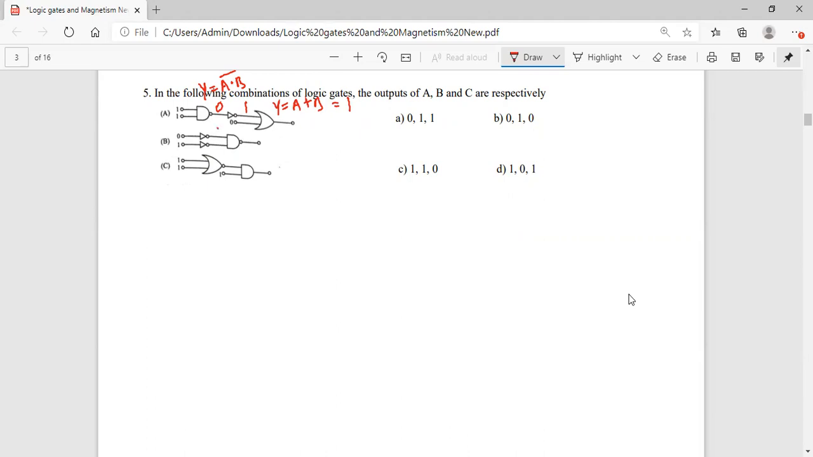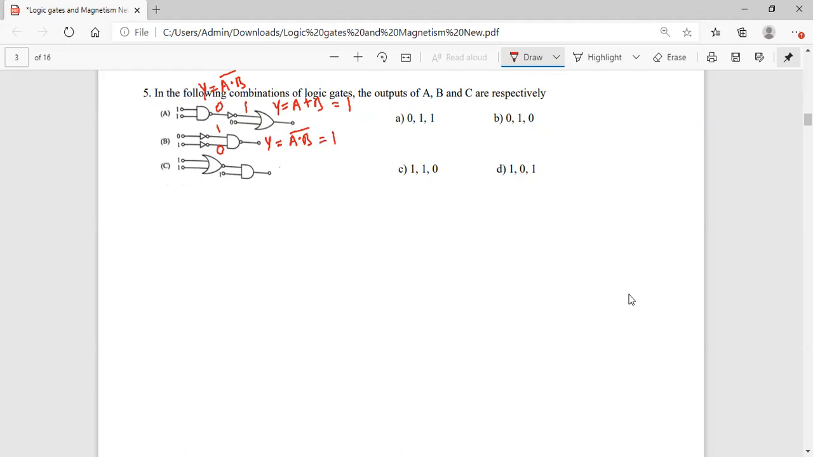Come to the second one. NOT of 0 is 1. NOT of 1 is 0. And this is a NAND gate. NAND gate means Y is equal to (A dot B) bar. 1 into 0 is 0, 0 bar is 1. So B is also 1.